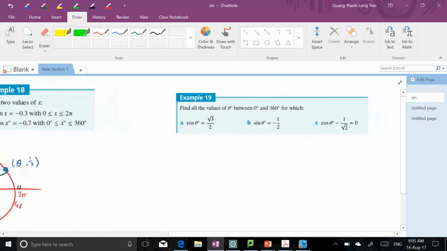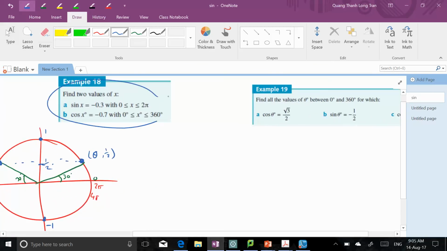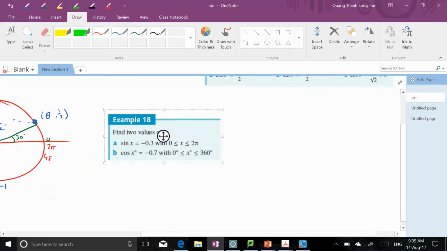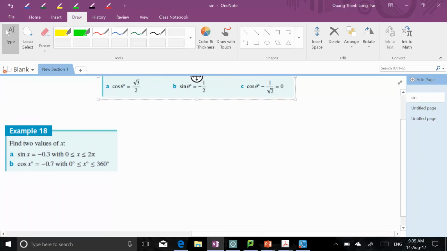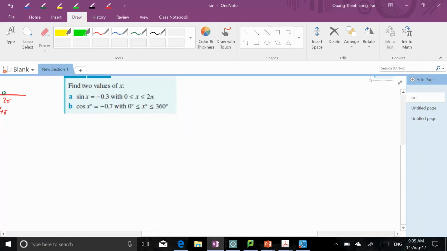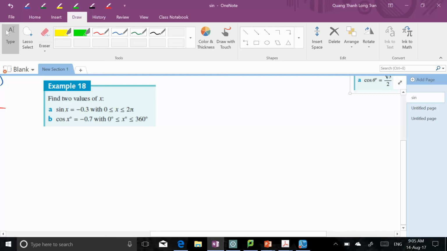Let's move on to, let's do example 18. I'm going to move this one across so we can work with it here. All right. Same thing. Read what it means. Read the values, picture the unit circle, look at the domain, and then try to logically work with it. Okay, so here we go.